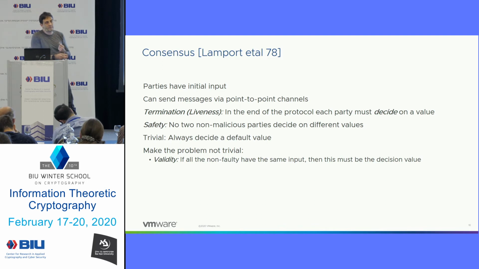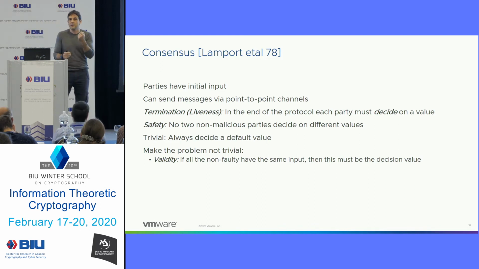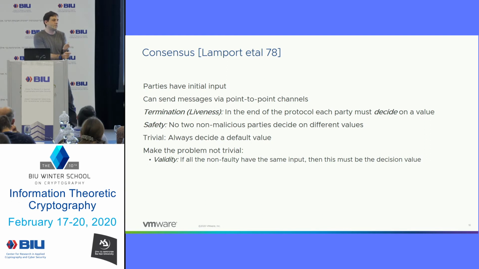The validity property basically tries to capture the fact that the output of the decision has to be some function of the input. If it was not some function of the input, then we would just have trivial solutions. So in particular, this is one type of weak validity property, which is that if everybody has the same value, so if everybody has 1, then 1 has to be the decision value.